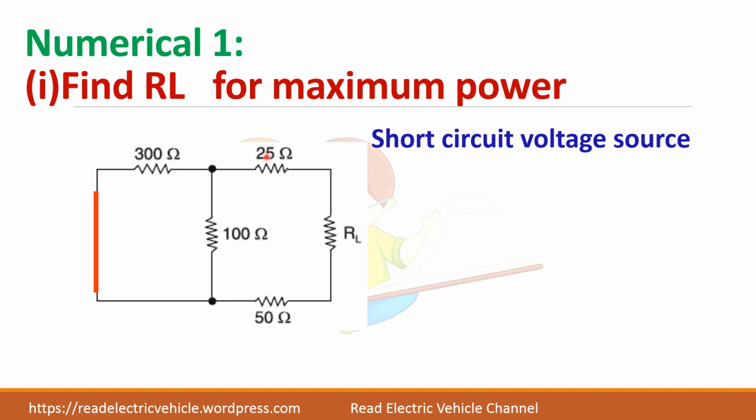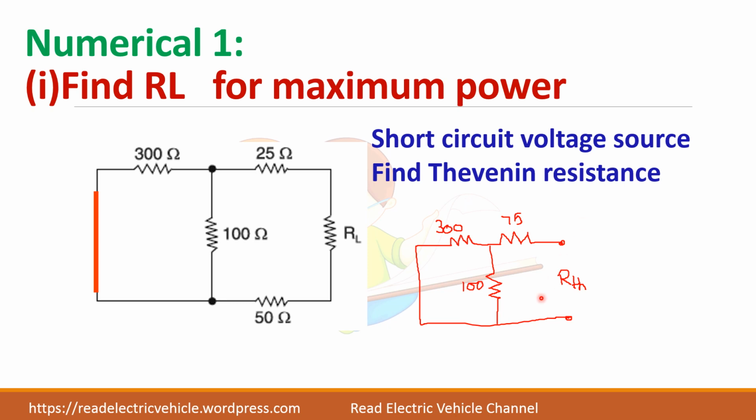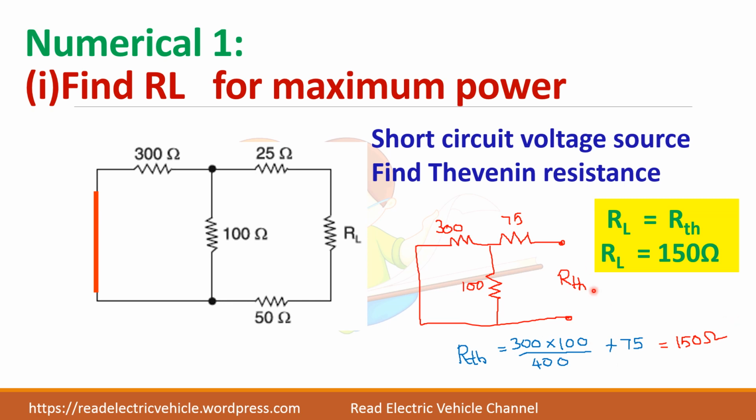So first we will find the Thevenin resistance. Let us short circuit the sources and find the Thevenin resistance. So the source is shorted and you find the resistance. Resistance we should always find from the opposite direction. So RTH is equal to 300 into 100, because both are in parallel, divided by 400, plus this 75. So this comes around 150 ohms. So Thevenin resistance is 150 ohms. So this RL, when it is equal to 150 ohms, will receive the maximum power.